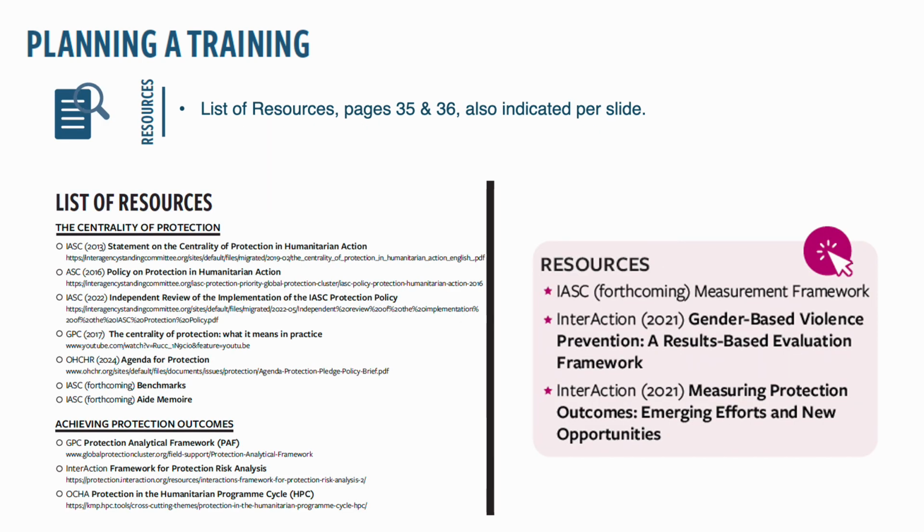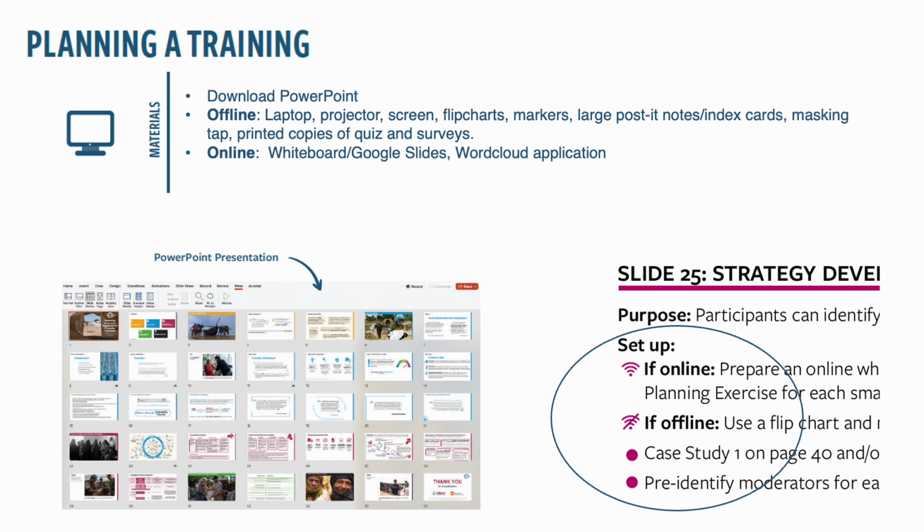There is a list of resources for the material covered in the training on pages 35 and 36 of the Facilitator's Guide. This should be distributed to all participants in the pre-training packet. Note that for each slide, the relevant resources are listed. If it is an online training, be sure to share these with participants in the chat as you go through the slide. Before each slide, download the most up-to-date PowerPoint from Interaction's webpage.